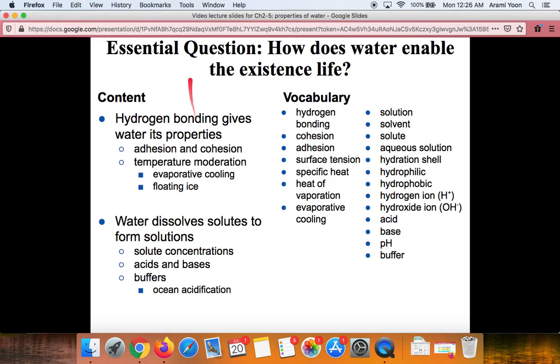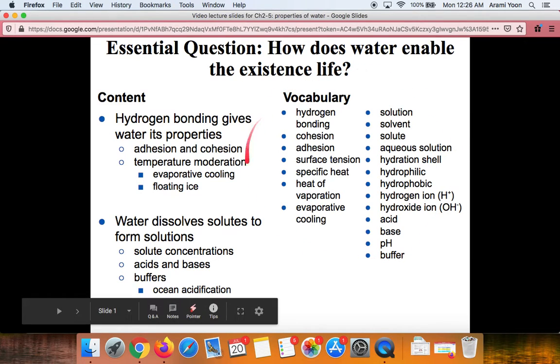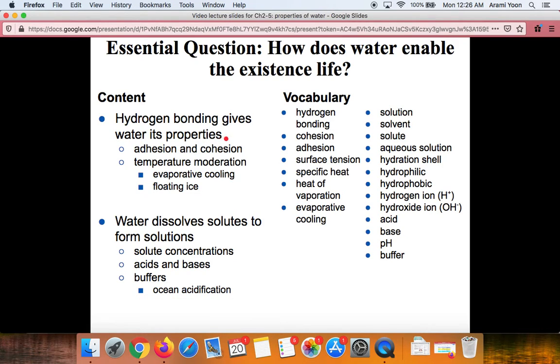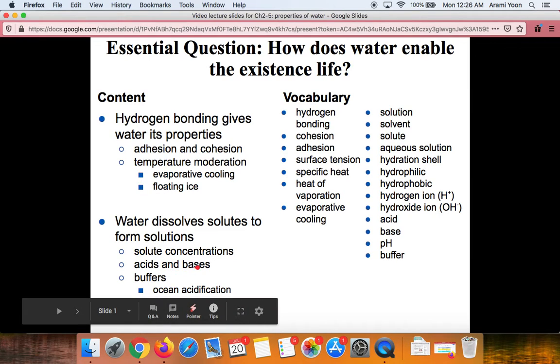Our essential question for this lecture is, how does water enable the existence of life? And by the end of this lecture, you should be able to answer this question using all of these vocabulary terms. We're going to be talking about how hydrogen bonding gives water its properties, such as adhesion and cohesion, as well as temperature moderation. And we'll also discuss how water dissolves solutes to form solutions, which basically produces acids and bases, as well as buffer systems.